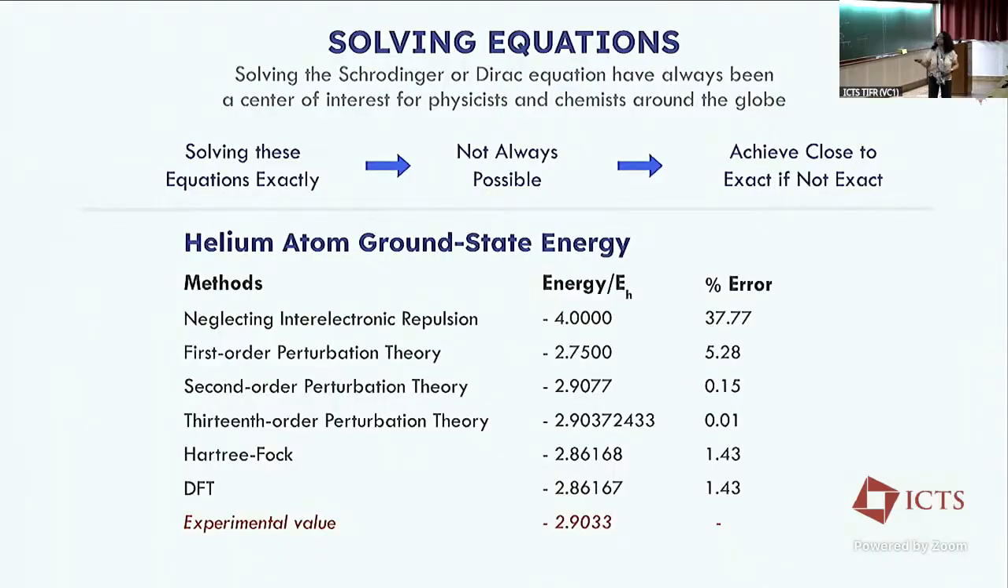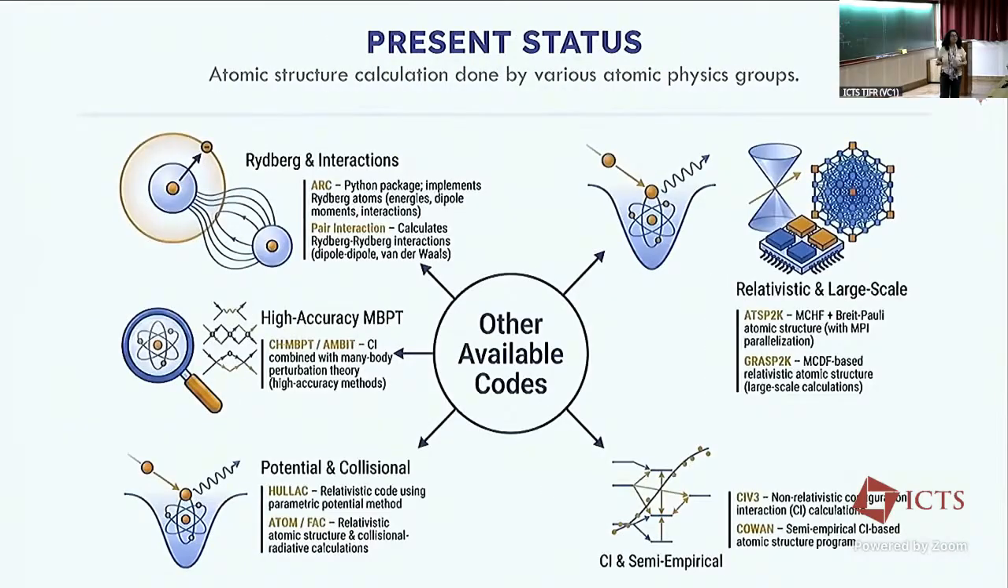So the present status in the atomic physics community is that a number of atomic physics groups are using various methods to calculate these atomic properties. Some use relativistic methods, some use non-relativistic methods, some even use semi-classical calculations, some use precise high accuracy many-body perturbation theory or configuration interaction methods, and so on and so forth. And a few of these packages or software are concentrated on just calculating atomic properties for Rydberg states.